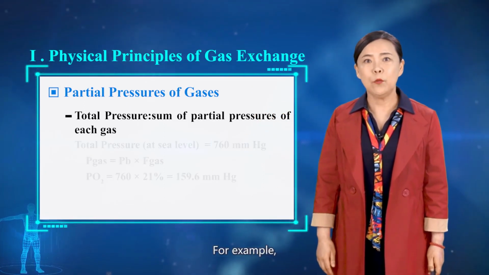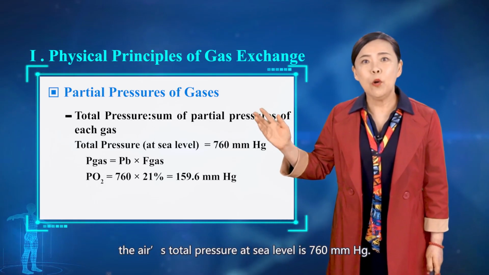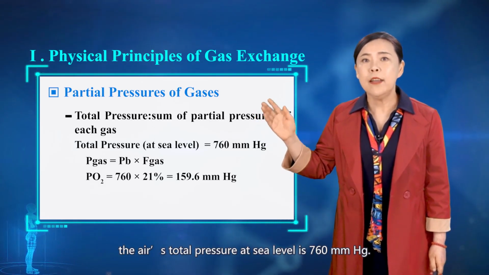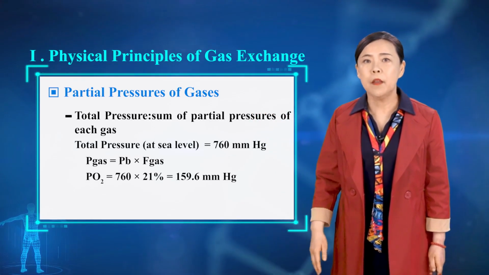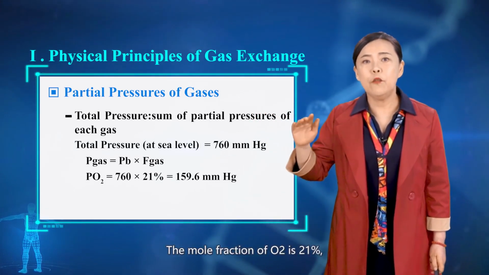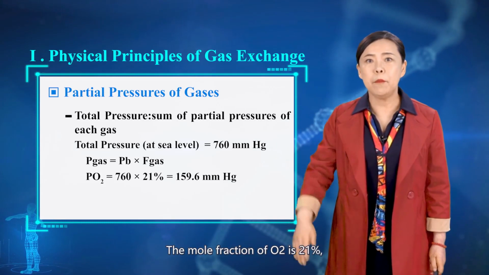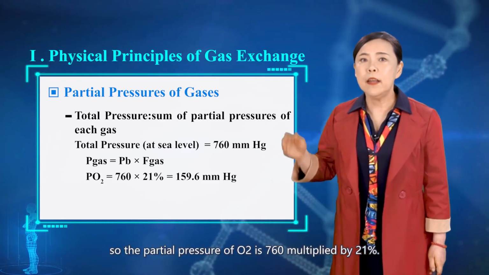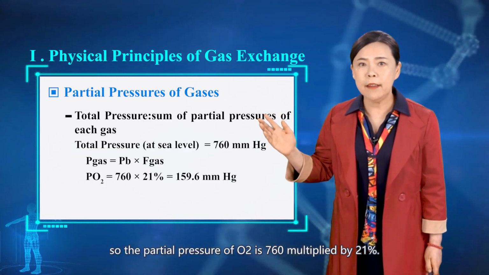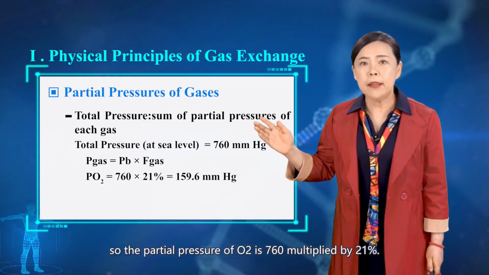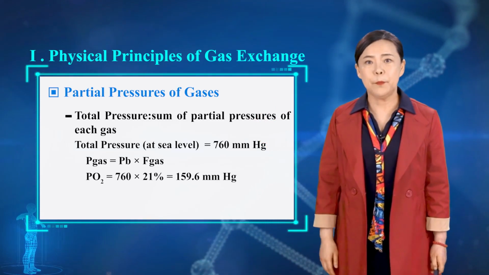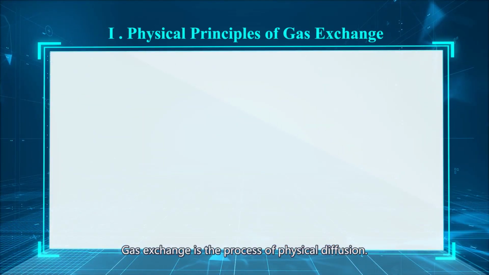For example, the total air pressure at sea level is 760 millimeters of mercury. The mole fraction of oxygen is 21%. So the partial pressure of oxygen is 760 multiplied by 21%. Gas exchange is a process of physical diffusion.